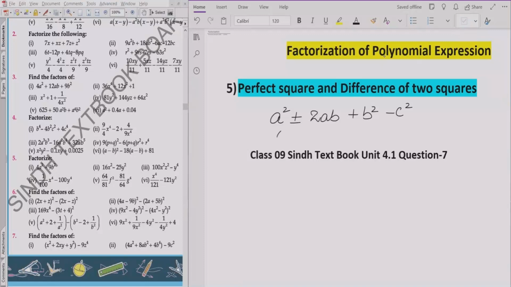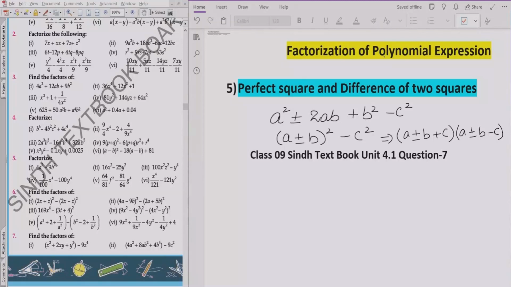You can make a pair first: (a plus or minus b) whole squared minus c squared. This is now making a perfect square. And now you can solve it this way: (a plus or minus b plus c) times (a plus or minus b minus c), right? So this can be solved in this way. Today we will solve some examples of this type, perfect square and difference of two squares combination.